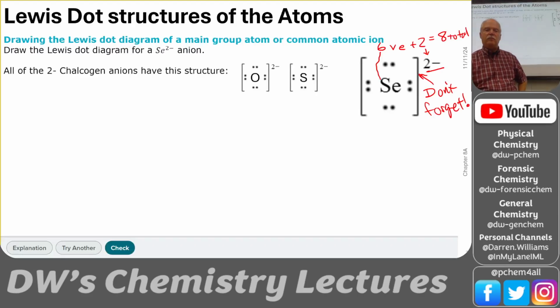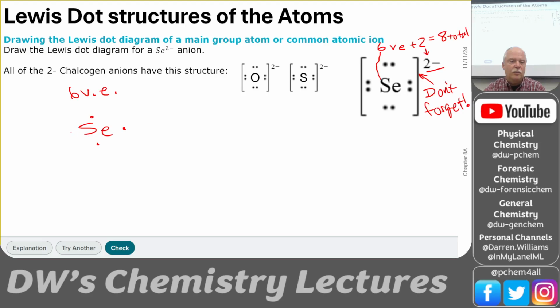What if it didn't have the 2 minus? Okay, good. If it was just Se, we could draw it a couple of different ways. We would have 6 valence electrons, and we would just put those around the atom. The way I do this is I get the electrons as far apart as possible first. I've used up 4 of them, and then I start pairing them up. That's what it would look like. I just go around and put them all on there. Again, there would be no bracket and no charge, so I would just leave it like this.